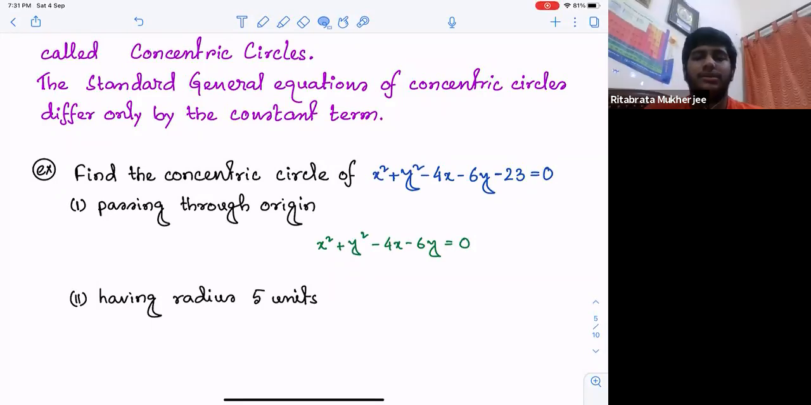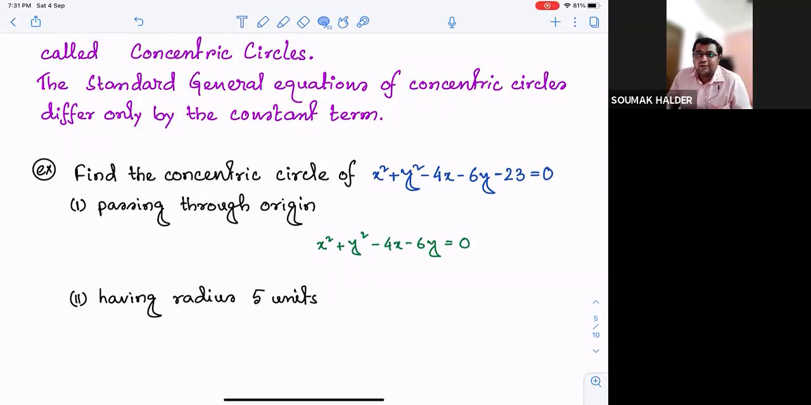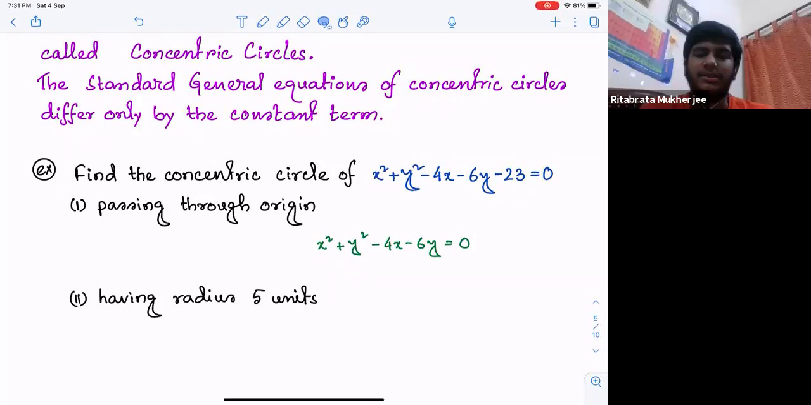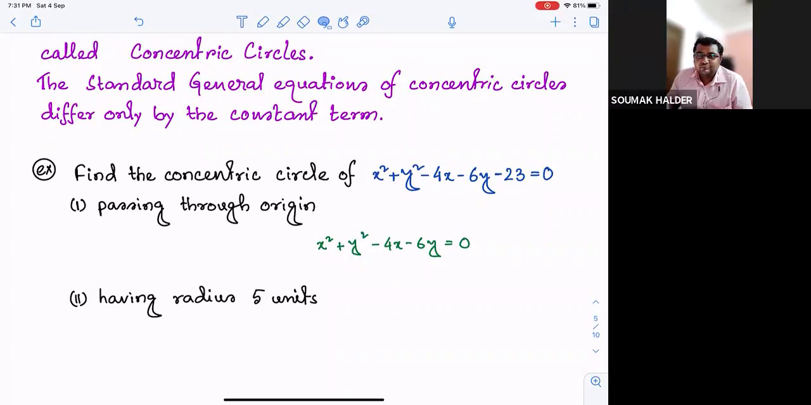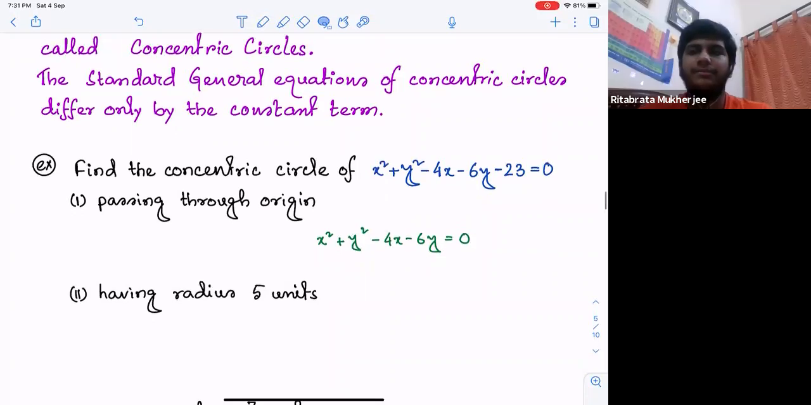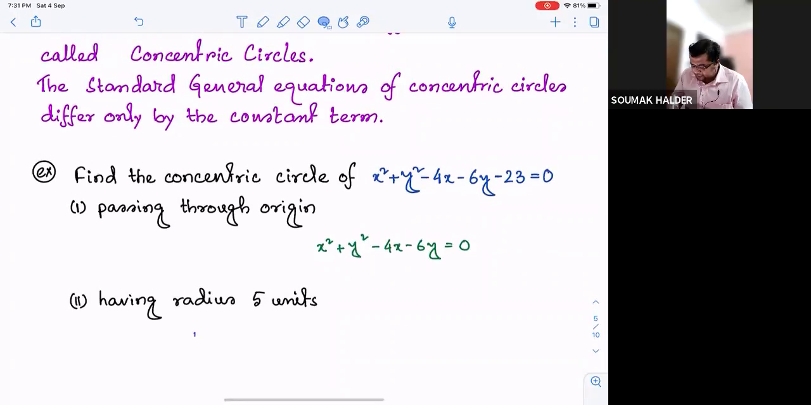And for the required circle, radius square is 25. 11 difference. So radius square is increasing or decreasing? Decreasing. By what margin? 11 units. So the constant term will be increasing by the same margin. Yes, sir. So the new equation is going to be x squared plus y squared minus 4x minus 6y minus 23 plus 11 is equal to 0.